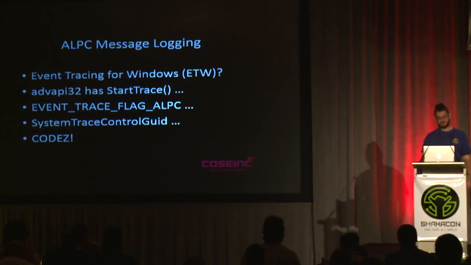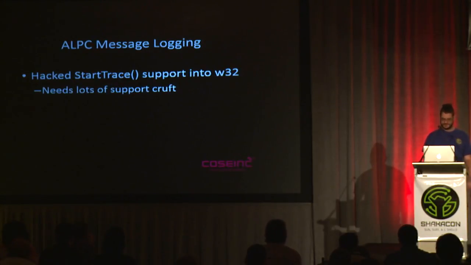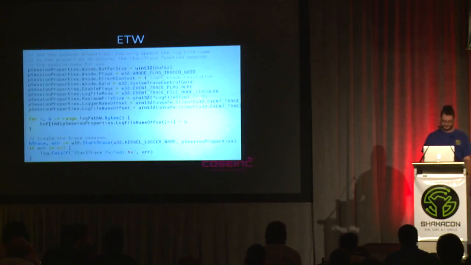The first thing I thought was, there's this Event Tracing for Windows framework, which I thought was new. I go looking around MSDN, and there's a StartTrace API in advapi32, and they do have a flag for ALPC. So I can turn on the kernel logger for ALPC messages. I'm like, sweet. So I immediately started writing tons of code, which was a little bit tricky.